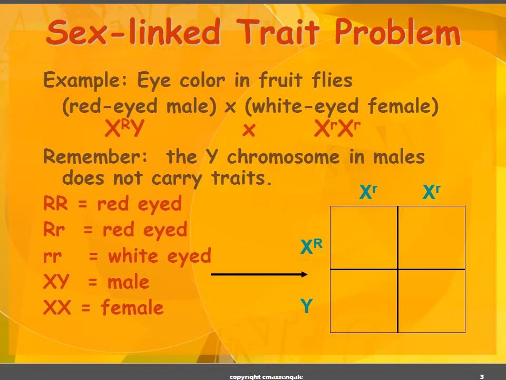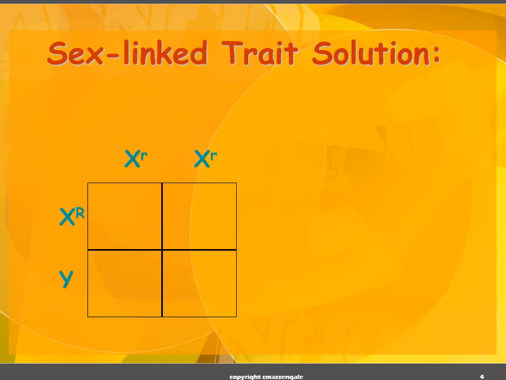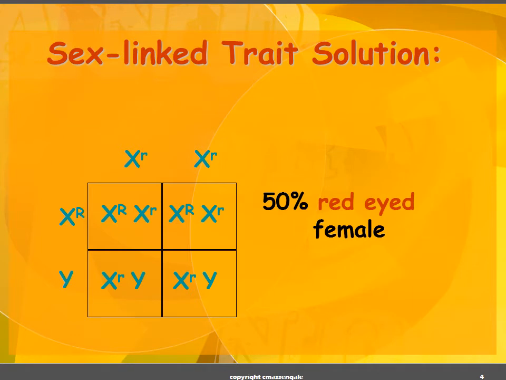We take the sex chromosomes as we would expect from the cross above. We would get something like this. So what is the solution? Well, the solution would look like this. And you lay them out, do your typical Punnett square, and we would get 50% would be red-eyed females. Remember that it's carried on the female X chromosome, and 50% would be white-eyed males.